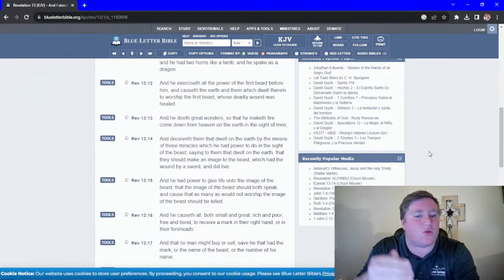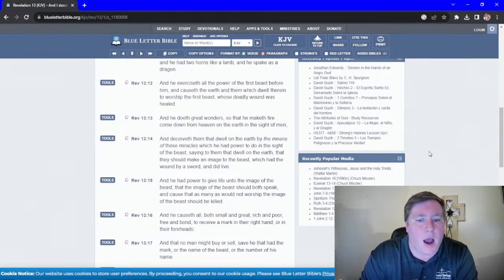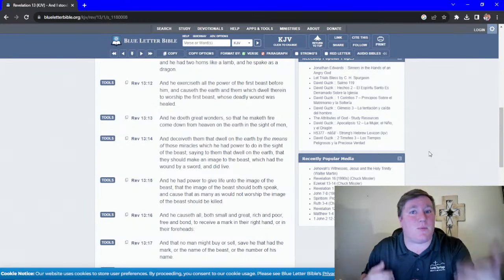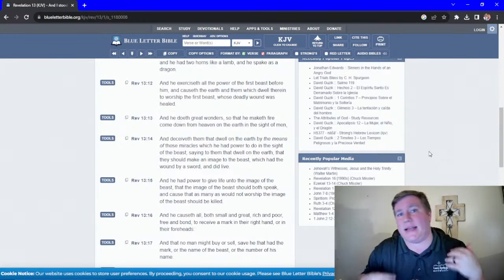I don't think it's referring to verse 13, right? Where he maketh fire come down from heaven. Now, it could. Again, this right here, this portion is my opinion.